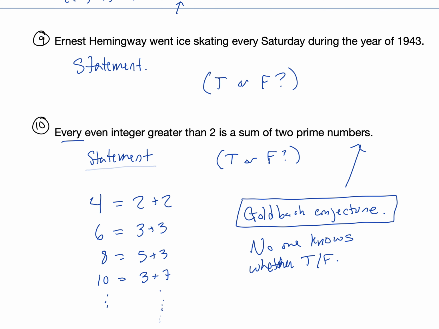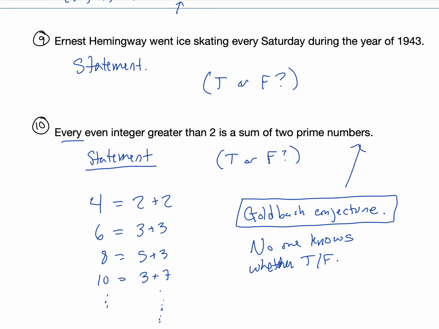Many people have also written computer programs to show that it's true for the first hundreds of millions of even integers. So if you did this, you'd be busy for quite a while. But no one has been able to definitively prove either that it is always true or find a counterexample. And maybe sometime in our lifetimes, someone will prove or disprove this conjecture. But as of now, nobody knows whether it is true or false.